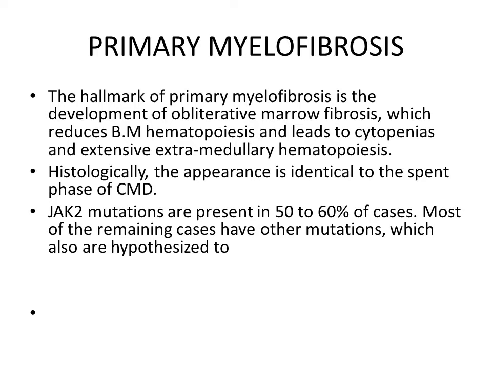What will be the result of this fibrosis? Normal hematopoiesis will be disturbed. This will be reduced within the bone marrow. So due to this reduction in hematopoiesis, this will result in cytopenias in the peripheral blood. This means hemoglobin, TLC, and platelet count may be low in the peripheral blood.